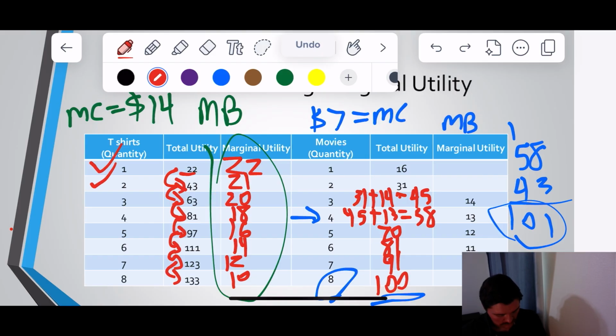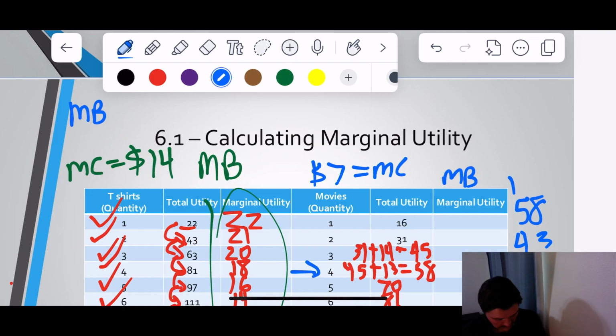20 and 14, the marginal benefit is greater than the marginal cost, so we keep consuming. Next one's 18, so we buy that one. 16, yes, we buy that one. 14, right there. This is where we stop. You do not buy the 7th or 8th shirt because the marginal benefit is less than the marginal cost. So what you should do is consume less.